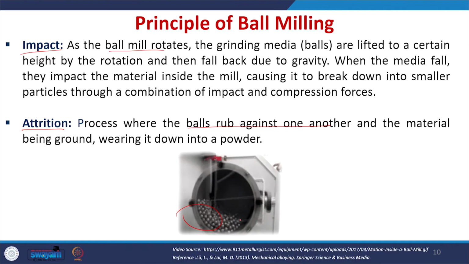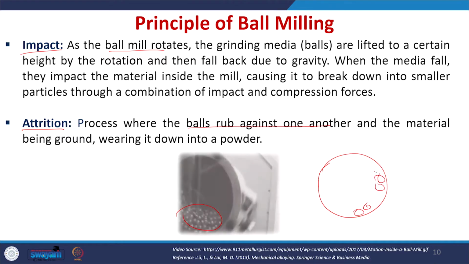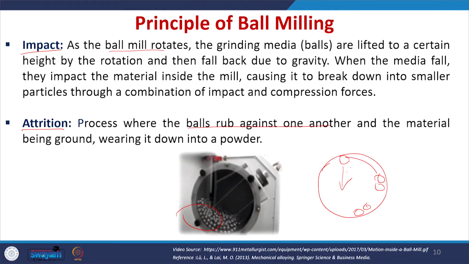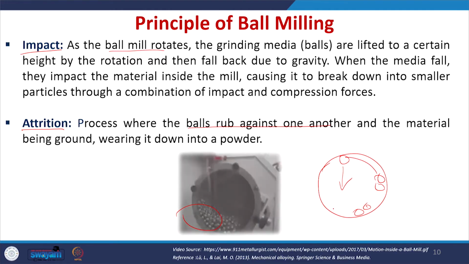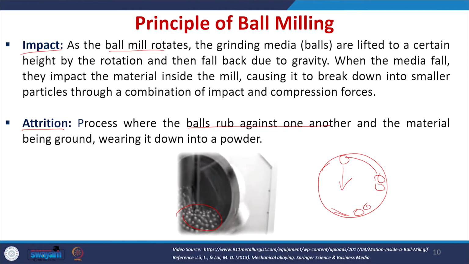When the ball mill is rotating, these balls will be taken to the top due to the centrifugal force, and they will fall down along with the powder and break the powder, and that leads to a reduction in the particle size. So, that is the impact. So, the principle of ball milling is mainly based on impact and attrition.